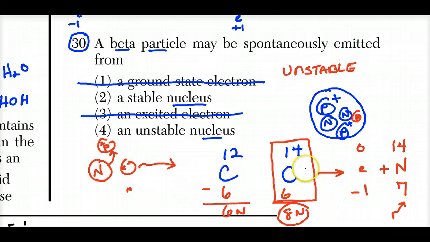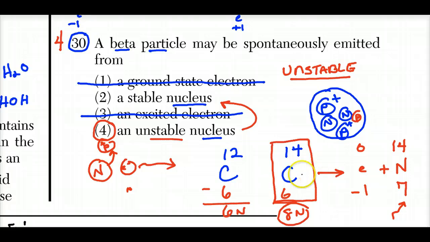And look at that. What had too many neutrons now has the right number. What's 14 minus 7? 7 neutrons, 7 protons, pretty stable. 6 protons, 6 neutrons, pretty stable. So that's some background to why nuclear reactions always occur, or nuclear radiation, which is beta particle, gamma radiation, alpha radiation, positron radiation, always start from an unstable nucleus to become stable. That's why 30 is choice 4.